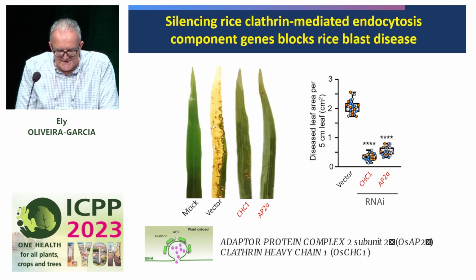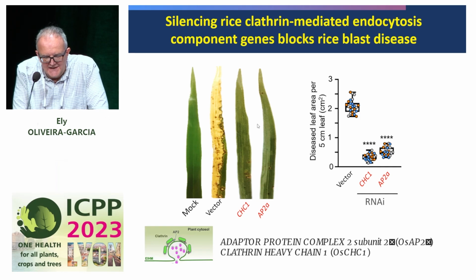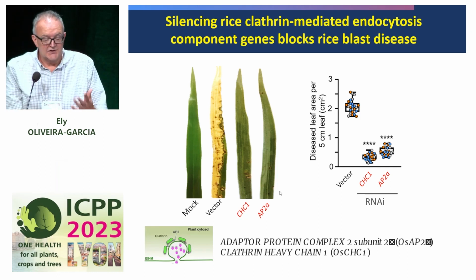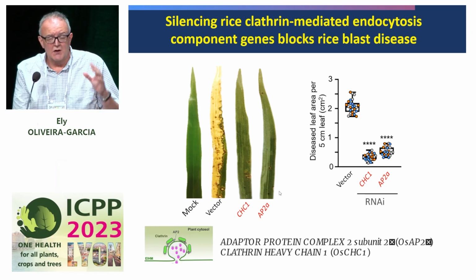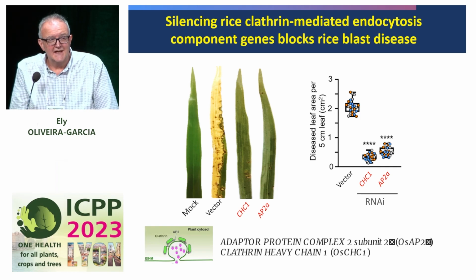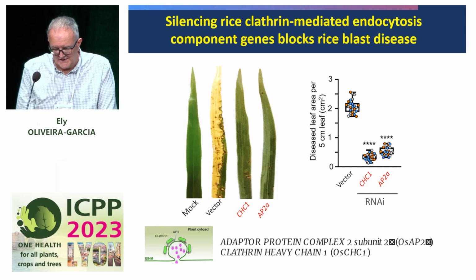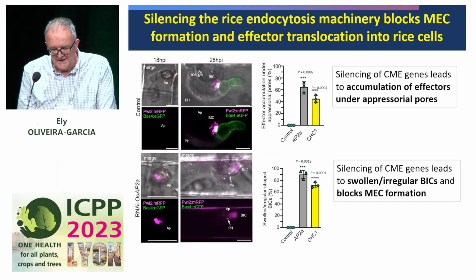But what we found is that when we inoculated those VIGS lines with rice blast, we saw resistance in the clathrin heavy chain mutant and in the AP2 mutant. So there was a significant reduction in rice blast symptoms. And indeed, we still saw symptoms in the flotillin line, which again isn't shown here, suggesting that this is something specific to clathrin-mediated endocytosis.